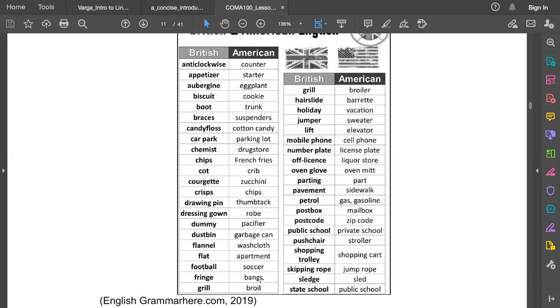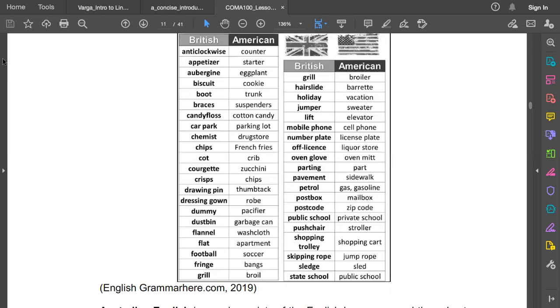Broil is grill. Broiler is grill. Barrette is hair slide. Vacation is holiday. Some British people call your weekend a holiday. Sweater is jumper. Elevator is lift. Cell phone is mobile phone. Pero para sa atin, isa lang to, no? Pero sa kanila magkaiba yan. License plate is number plate. Sa atin, plate number. Liquor store is off license.